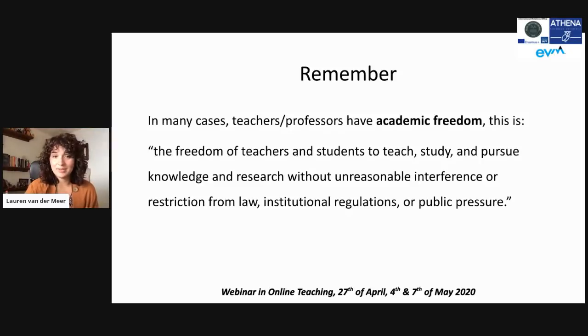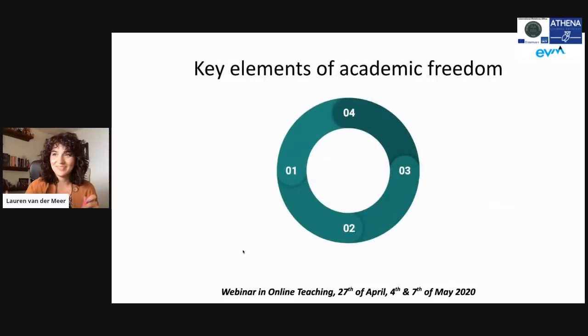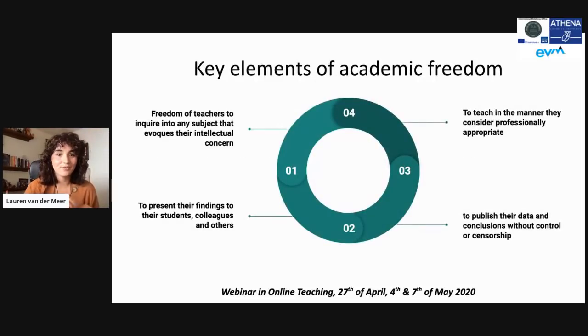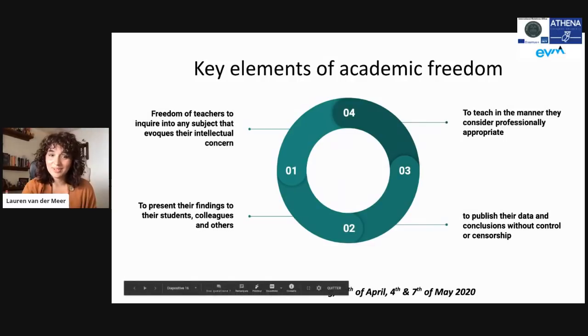I gathered a few elements I found about academic freedom that you may want to hold on to. So here are the four. Freedom of teachers to inquire into any subject that evokes their intellectual concern, to present their findings to their students, colleagues, and others, publish their data and conclusions without control or censorship, and to teach in the manner they consider professionally appropriate. This last one is where, as far as I'm concerned, we should stop.